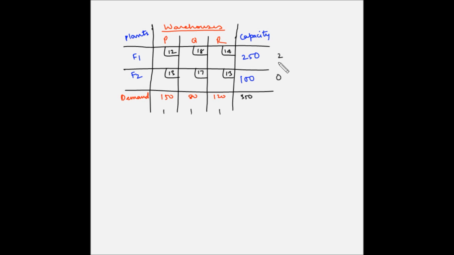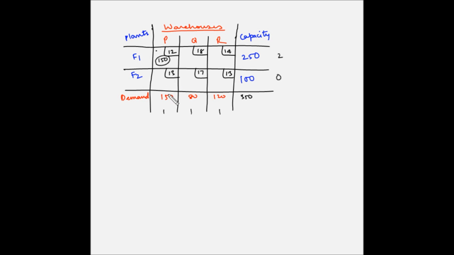The next step is to allocate the maximum number of units to the square with the minimum cost for the selected row. So the square with the minimum cost is F1P. So let's try to allocate the maximum we can to this square. So F1 has a supply capacity of 250 units, while P has a demand of 150 units. So even though F1 can supply more, the demand at P is only 150 units. So the maximum we can allocate is 150.